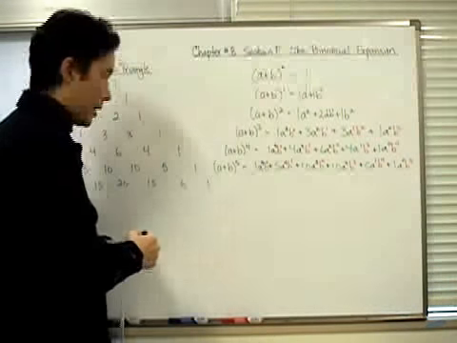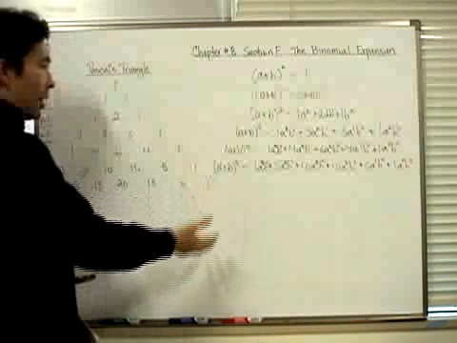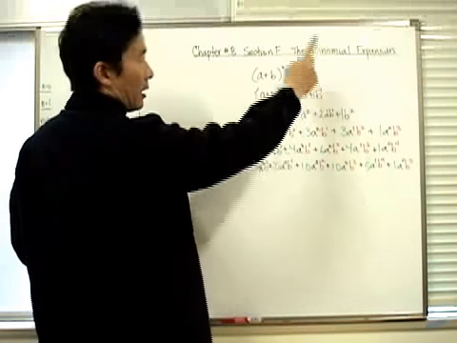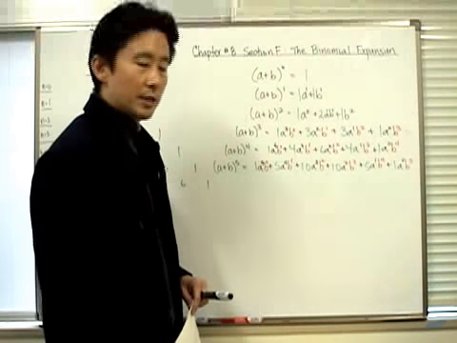Okay, so there you go. Now, so long as I have Pascal's triangle, I can now always go ahead and generate the expansion of any binomial raised to a positive integer exponent.